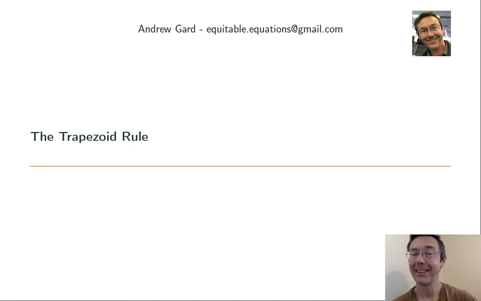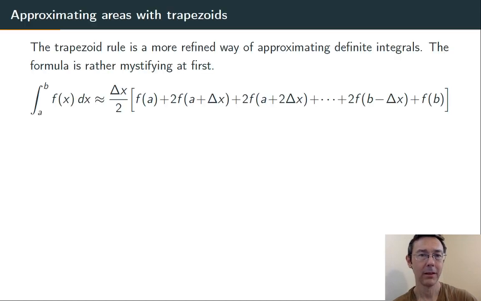Hey everybody. Today we're doing approximate integration, this time using the trapezoid rule. So we're trying to get approximate values for definite integrals, particularly in cases where we can't use the second fundamental theorem of calculus. Here's the formula for the trapezoid rule. It's kind of a mess.